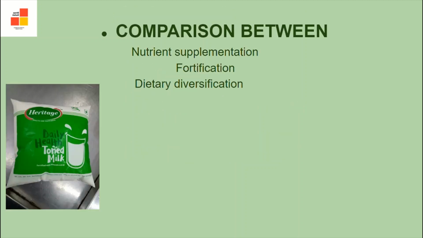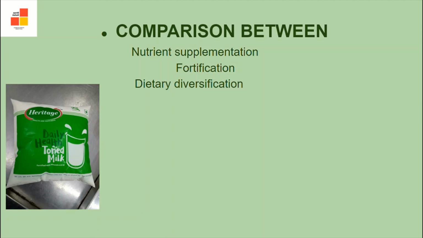Comparison between nutrient supplementation, fortification and dietary diversification. Let's see. First, nutrient supplementation is for specific groups. It is timely given, but the coverage is not much and it is a costly method. Fortification is meant for all. It has wide coverage and is a cost-effective method.